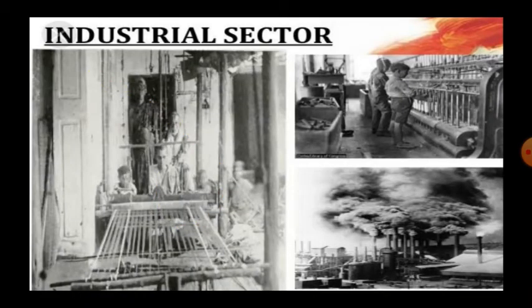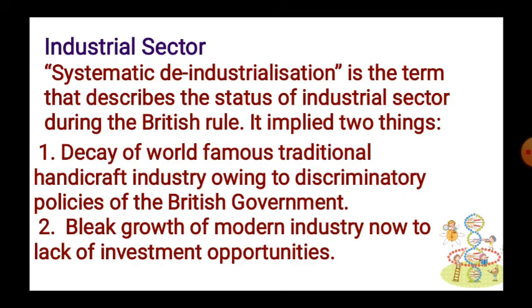Next, the industrial sector. Let us look at what the state of the industrial sector was on the eve of independence. Systematic deindustrialization is the term that describes the status of the industrial sector during the British rule. It implied 2 things. Which are they? First, decay of the world famous traditional handicraft industry owing to discriminatory policies of the British government. Second, bleak growth of modern industry due to lack of investment opportunities.